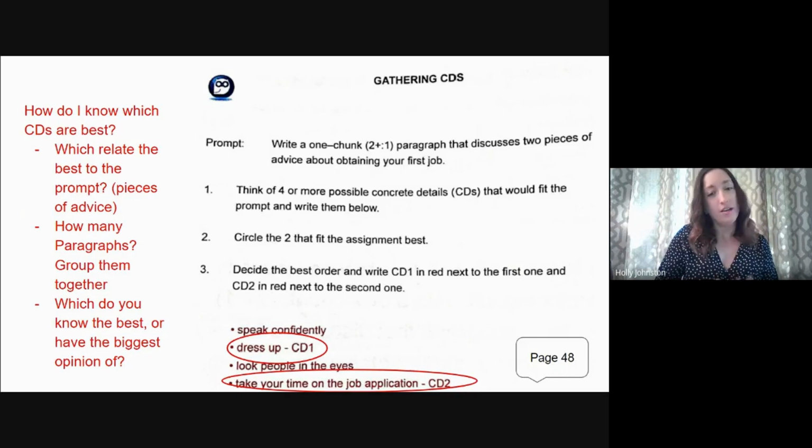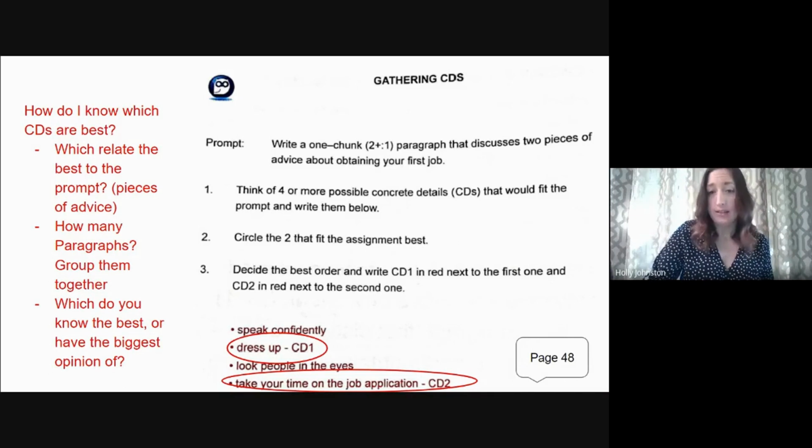The second one is taking your time on the job application. When we look nice, we make a good first impression. And also, if somebody's going to look at my job application and then ask me to come in for an interview, or look at my job application as I'm in the room during an interview, I want to make sure that job application is filled out nicely. And so that's why I chose take time on your job application. So that's the steps in gathering CDs.